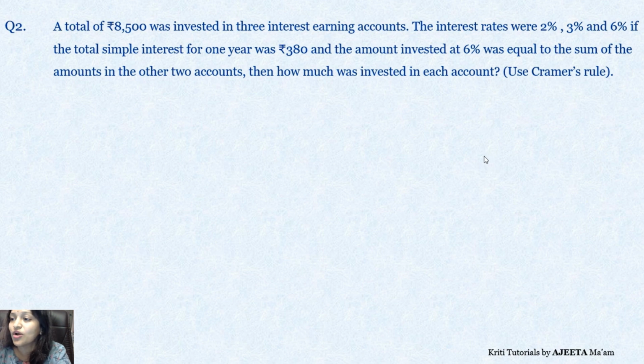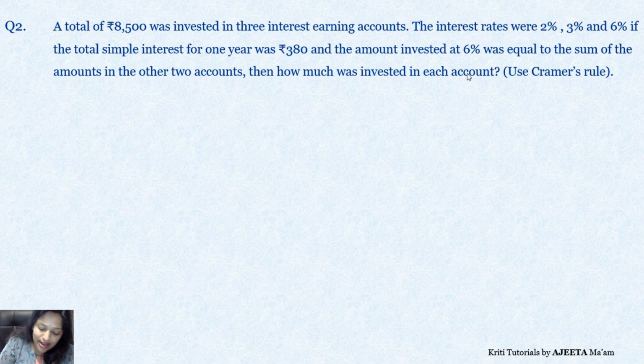The interest rates were 2%, 3% and 6% if the total simple interest for 1 year was rupees 380. And the amount invested at 6% was equal to the sum of the amounts of the other two accounts. Now how much was invested in each account, and we have to use Cramer's rule. Now, the same type of questions we get in the matrix method also and in Cramer's rule, right? The only difference is how we move on, but the equations will be formed in the same way. So the question says how much was invested in each account.